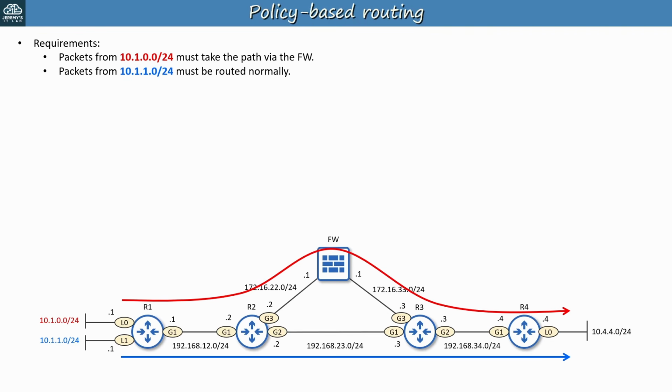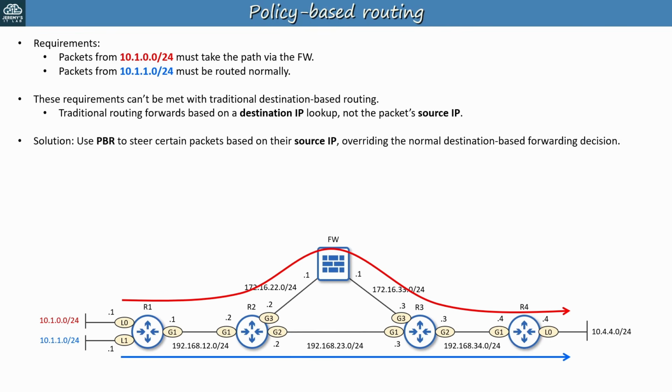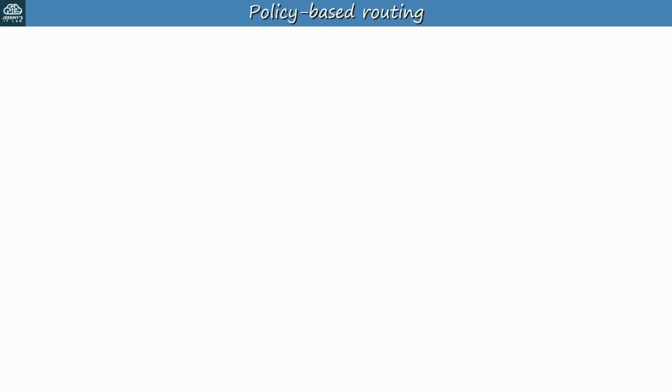These might seem like simple requirements, but they can't be met with traditional destination-based routing. That's because traditional routing forwards packets based on a destination IP lookup, not the packet's source IP. And our requirements need us to differentiate between packets based on their source IP, the 10.1.0.0/24 subnet versus the 10.1.1.0/24 subnet. As you probably guessed, the solution to this problem is policy-based routing. We can use PBR to steer certain packets based on their source IP, overriding the normal destination-based forwarding decision. Now let's see how PBR works.